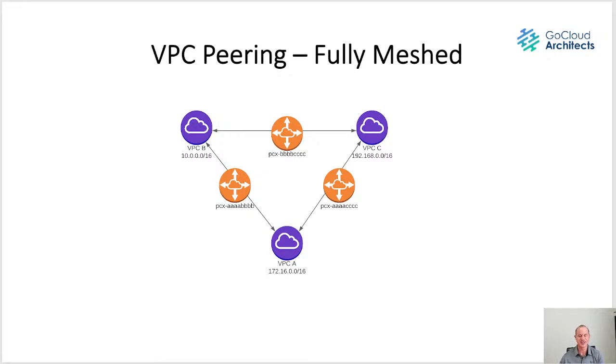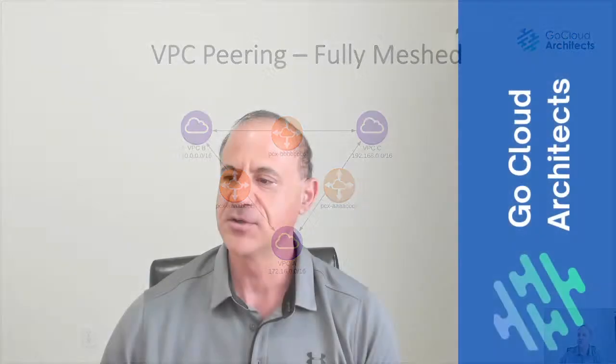With 20 VPCs that need to talk to each other, you've got 190 connections. Remember, AWS only allows 125. You can't even connect 20 VPCs with this kind of VPC peering if everybody needs to talk to everybody, so you've got to do something different. What do you do? You use something called CloudHub or Transit Gateway, based upon your situation.